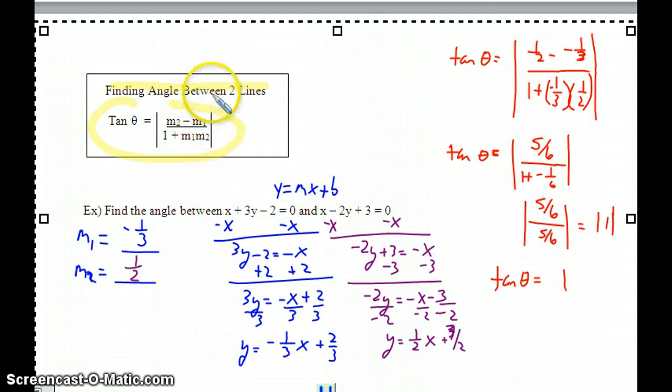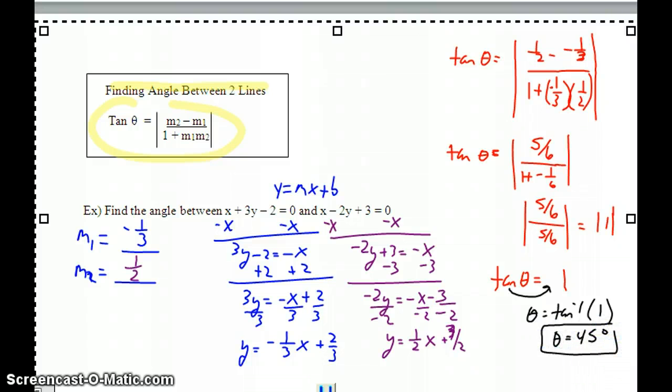But again, if I want to find the angle, really what I want is the theta. So let's move the tangent over to this side by taking the inverse. So the tangent inverse of 1, when I plug it into my calculator, is going to give me 45 degrees. So the angle between these two lines would be 45 degrees.